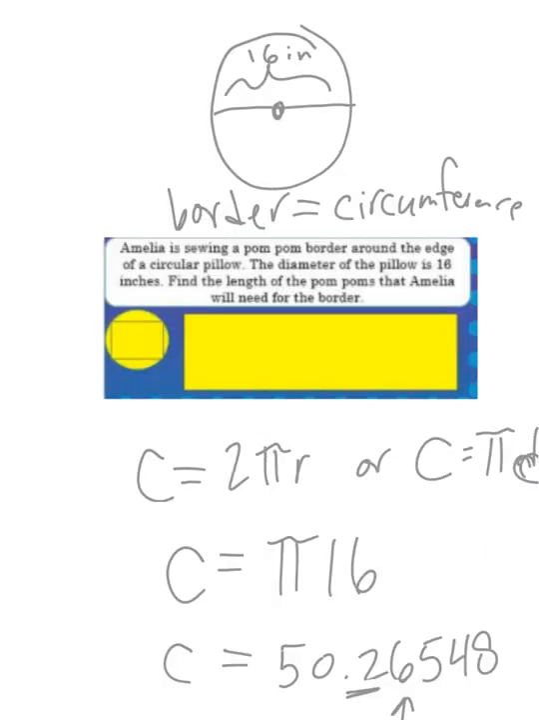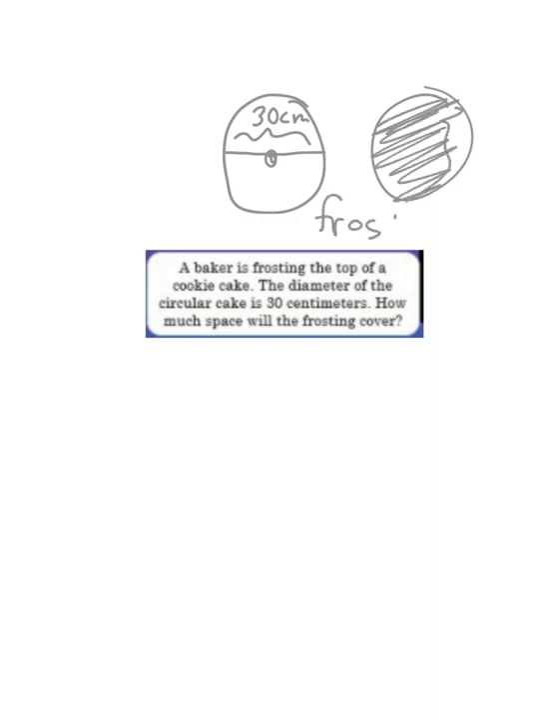Word problems. All right, I already pre-drew the drawing there for the circle. A baker is frosting the top of a cookie cake. The diameter of the circular cake is 30 centimeters. So that's what I drew right there. 30 is the diameter. How much space will the frosting cover? So when we frost a cake, it's going to be all of this. So we know that frost equals area. All right, we're not just going to frost the border, okay?